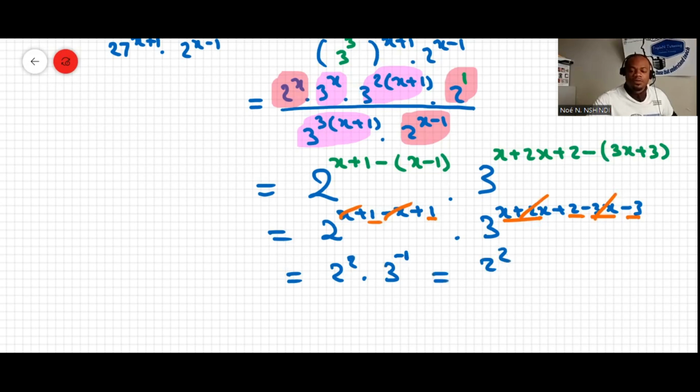So this is just 2 squared over 3 to the negative 1. We can write it like this, we can move it to the denominator, because you remember this law of exponent that says a to the negative m equals 1 over a to the m, and then this will be equal to 4 over 3, okay?